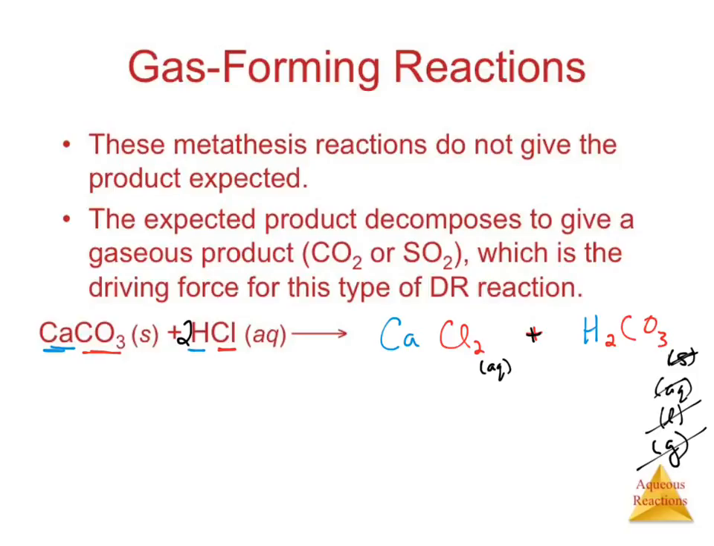Carbonic acid decomposes into water and carbon dioxide. So as soon as we form that carbonic acid, it immediately turns into H2O and CO2. What's our phase on H2O? Liquid. Our phase on CO2? Gas. Okay. So there are certain reactions, particularly acid-base reactions, that will form an unstable product that immediately decomposes.